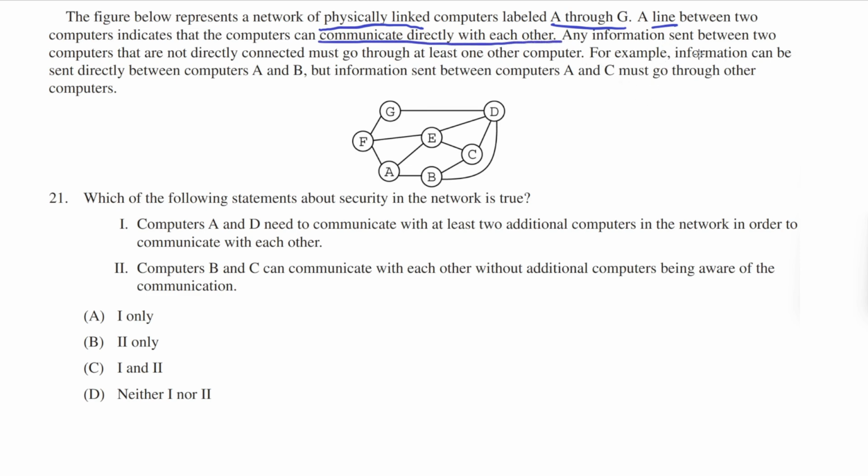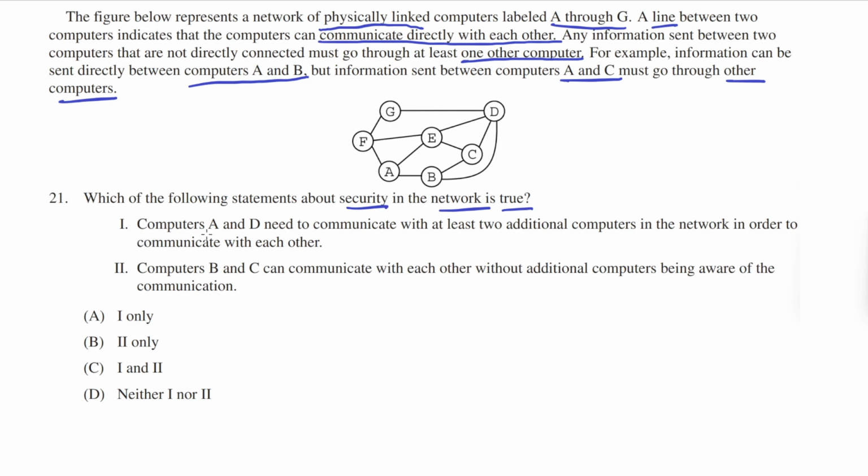Any information sent between two computers that are not directly connected must go through at least one other computer. For example, information can be sent directly between computers A and B, but information sent between computers A and C must go through other computers. Which of the following statements about security in the network is true?